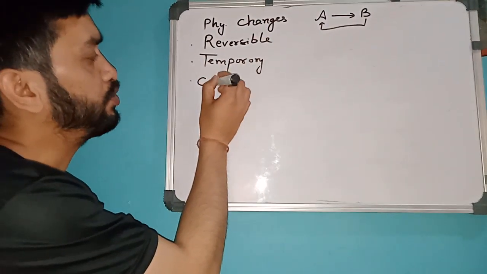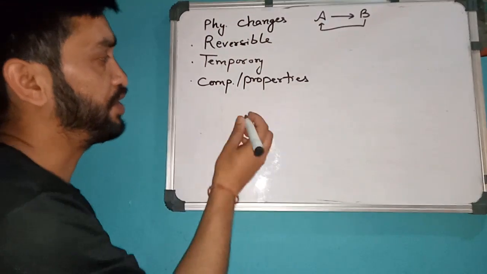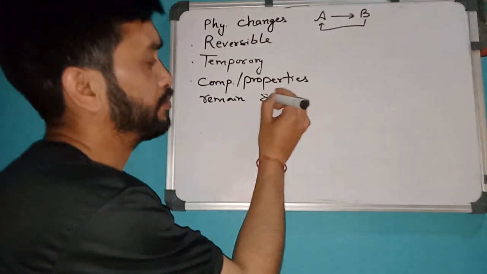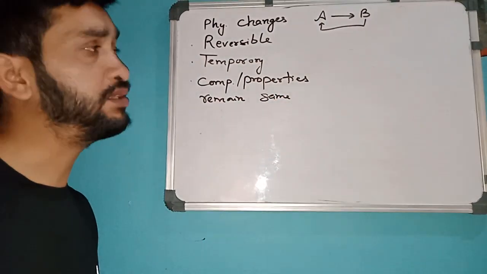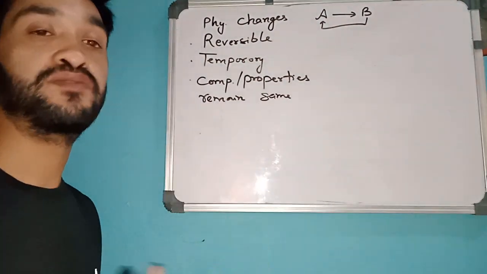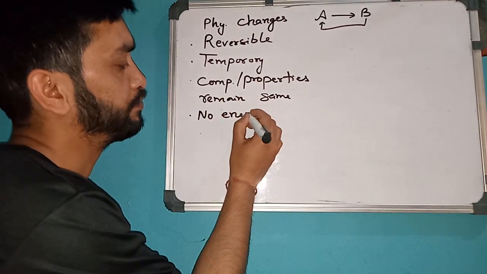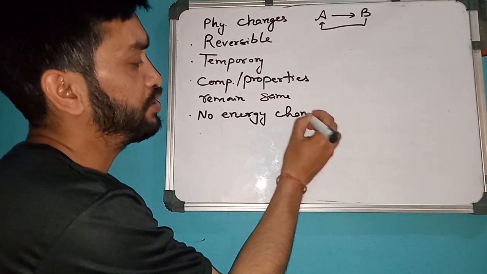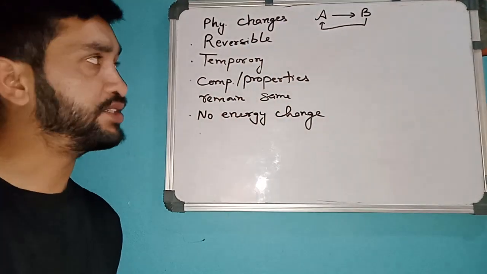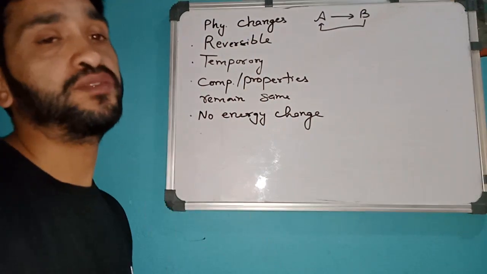Third point is composition and properties remain the same. In these types of changes, the composition and properties remain the same. After this I will give an example and you will see that all these points match with that example. Next is no energy exchange. There is no exchange of energy when we are talking about physical changes. I hope these four points are clear to you. Why? Because the opposite of this is your chemical changes.